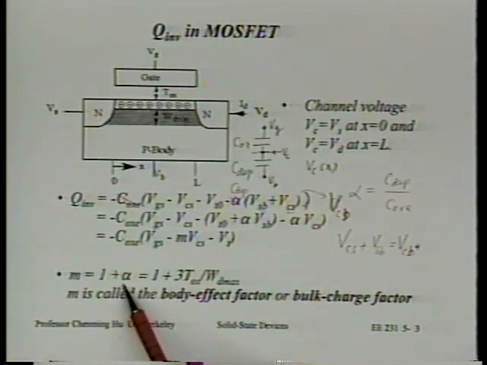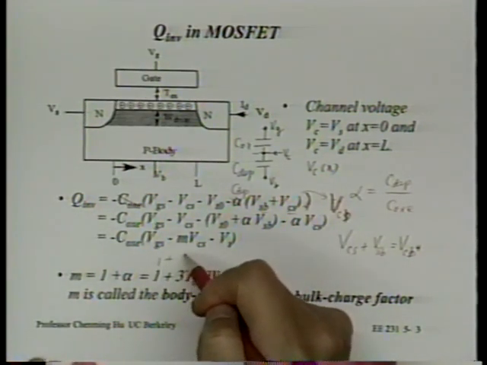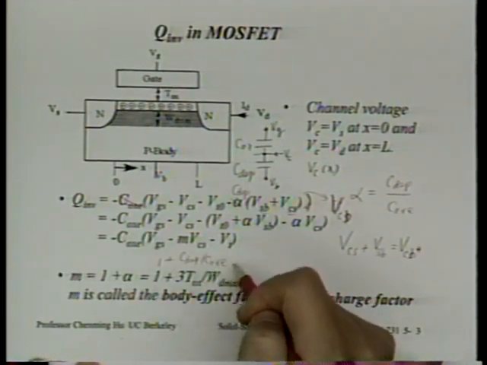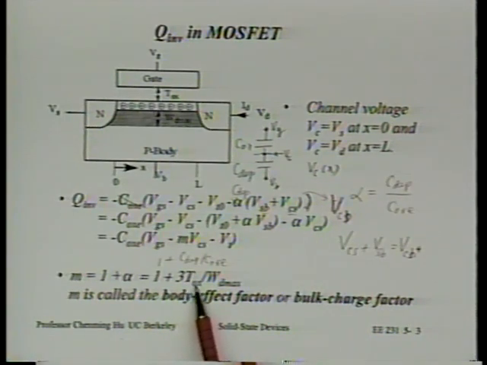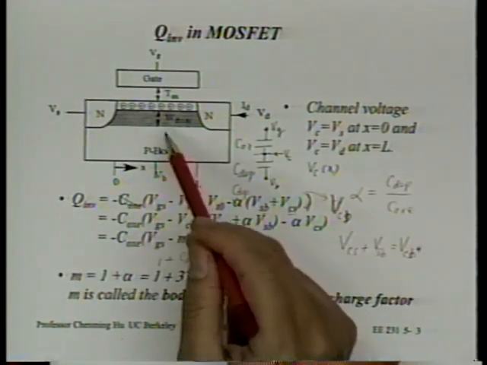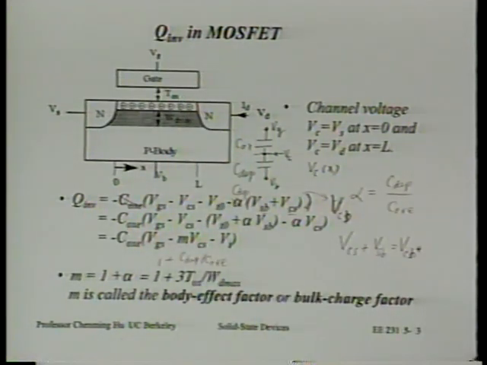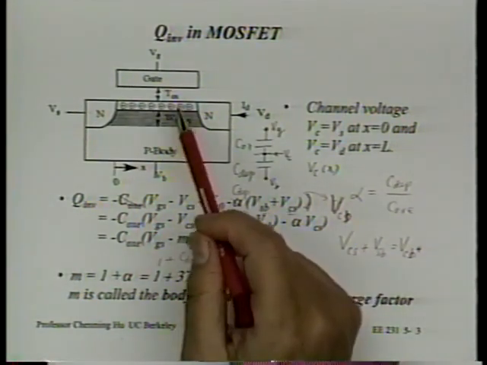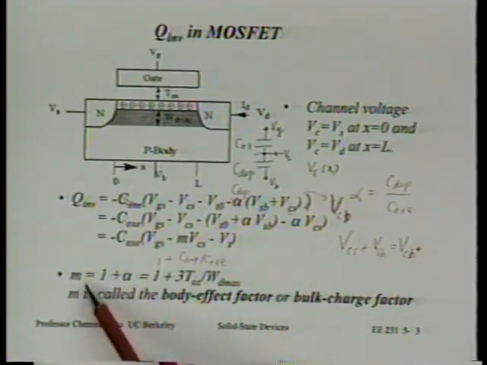So M is equal to 1 plus alpha, which is 1 plus the ratio of C depletion to C oxide, and in terms of thickness will be 3 times Tox over WD max. As you can see, the ratio of the capacitances is just the ratio of the thicknesses of the top and bottom gates. Where do you think this 3 comes from? Dielectric constant, very good. Silicon has 3 times higher dielectric constant than oxide. So if the depletion layer thickness is exactly 3 times the oxide thickness, these 2 capacitors will be equal, and the back gate will have the same coupling to the channel as the top gate. Alpha will be equal to 1, M will be equal to 2.